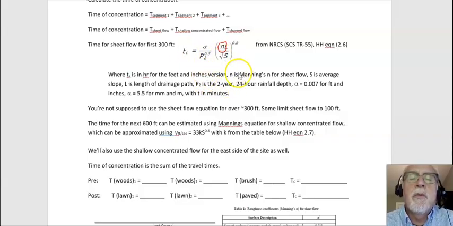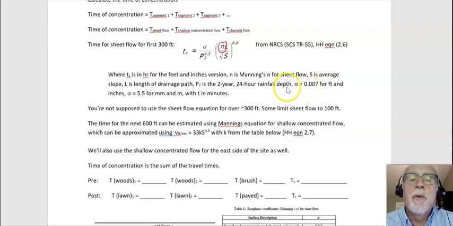So this is a method where we take the 2-year 24-hour storm, and the formula says the square root of that. This will come up with an estimate of the time of concentration given the ground cover using the Manning's n, the length, and the slope. Alpha is just a units thing that we plug in there. It's 0.007 if we use feet. So let's put our numbers in there.